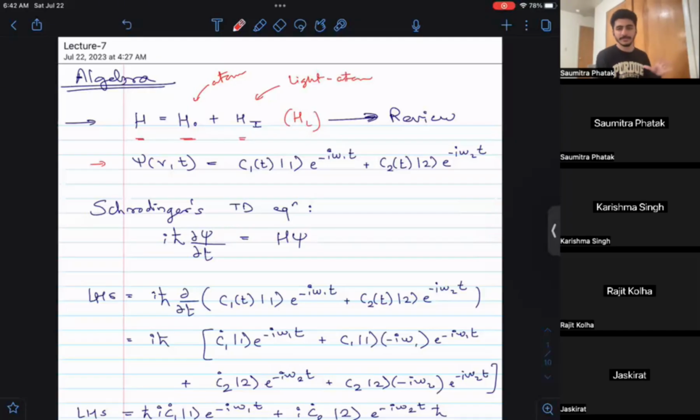We have assumed that it will have this form, given with C1 and C2, the coefficients which are time dependent because of the time evolution of the system. Initially, you have some population, which is C1 square and C2 square, in the first level and second level. In this course we are always talking about two-level systems, right? So in two-level systems, the C1 square coefficient gives the population in the first level, the ground state, and the C2 square coefficient gives you the population in the excited state.